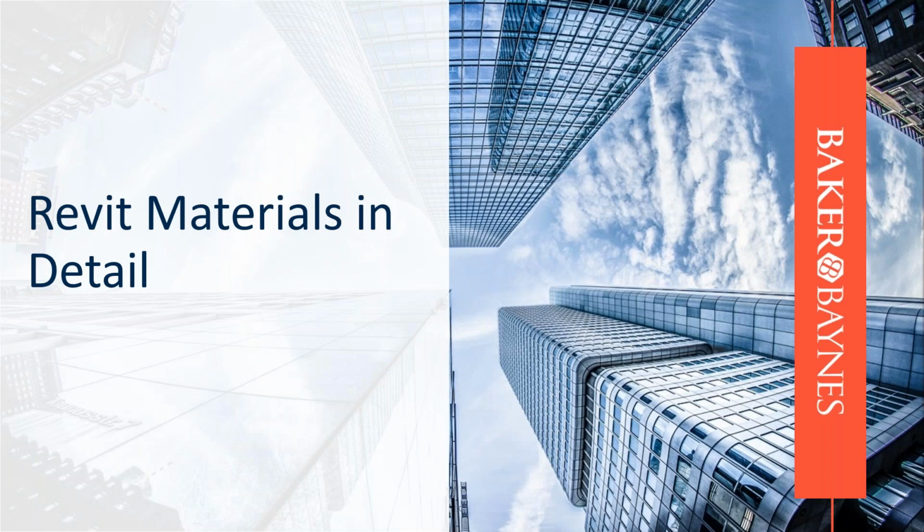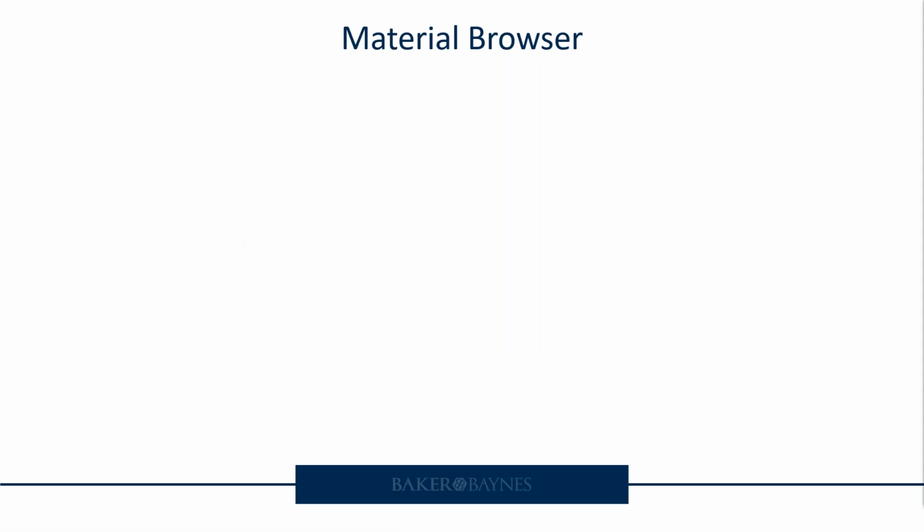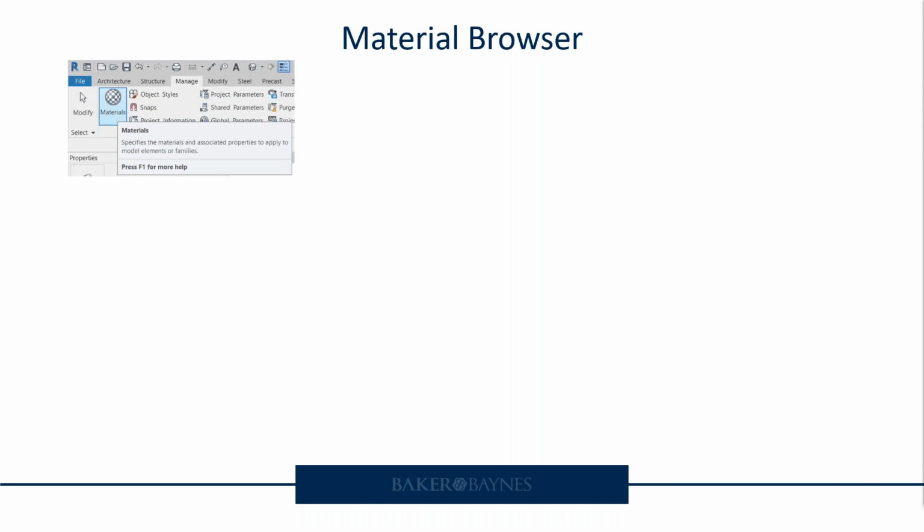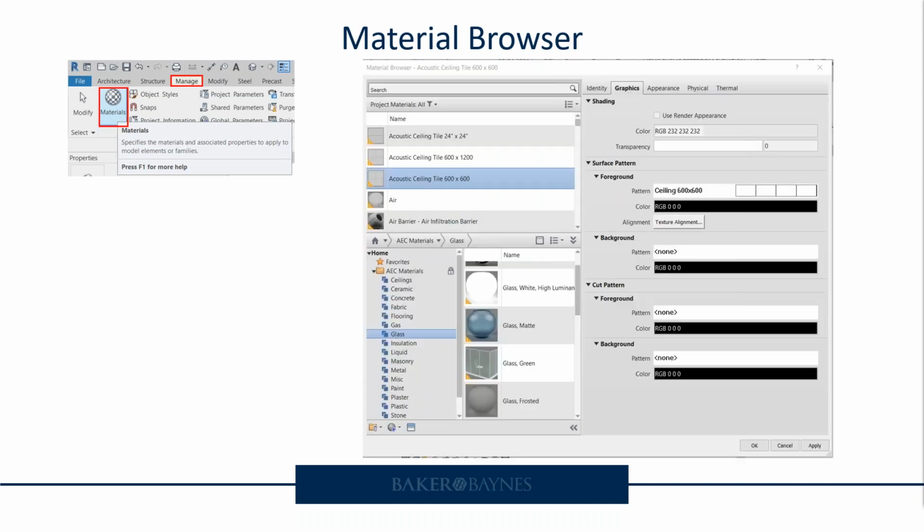Then we're going to look at Revit materials in more detail. So if you want to explore your materials in your project, we have seen it already, but you will open your Material Browser from the Manage tab, clicking on the Materials icon.